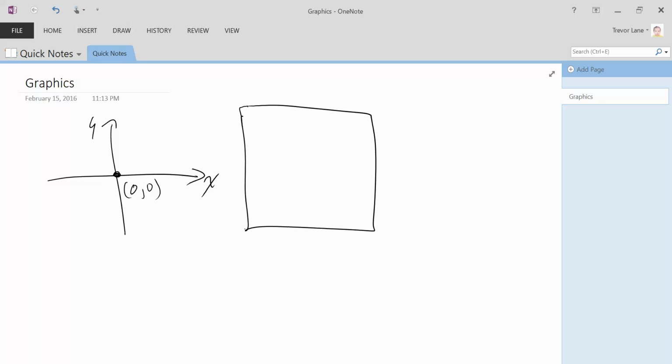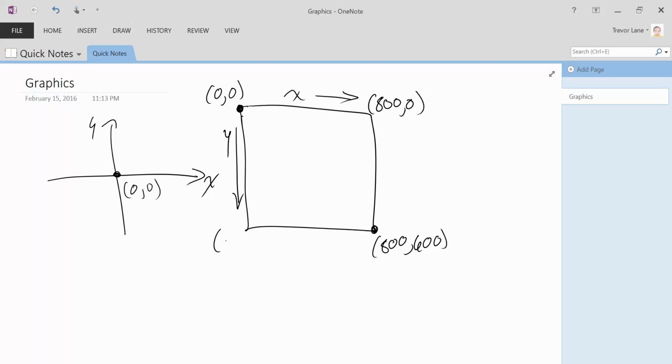Instead of the origin being down in the bottom left, the origin's actually in the top left, which means x still increases as you move to the right, but contrary to what you're used to, y increases as you move down. So that means if this point is 0, 0, this point down here is 800 by 600. Likewise, this point is 800 by 0, and this point over here is 0 by 600. So now we know the boundaries of our system.